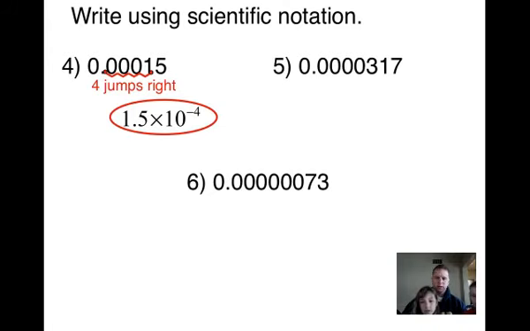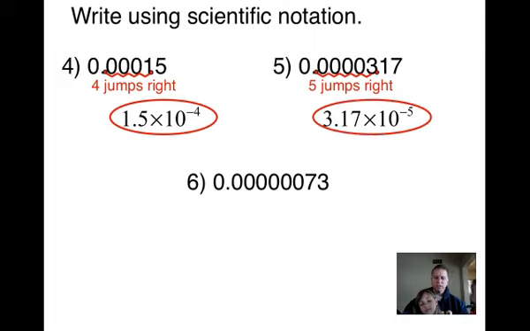I think we're going to go to the 3. So in front of the 3 or behind the 3? Behind the 3. So let's count. 1, 2, 3, 4, 5. So 3.17 times 10 to the negative 5th.